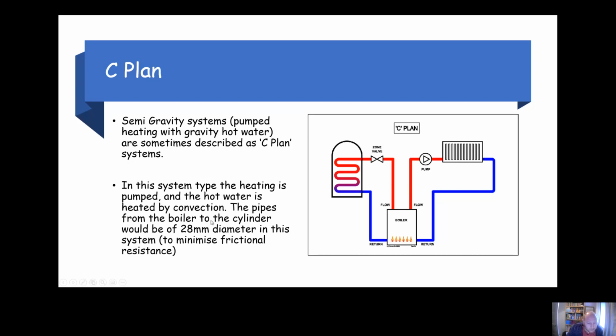Worth noting, the flow and return pipes would be much larger on the hot water circuit, 28 mil is a minimum, to allow that water to flow as easily around the circuit as possible. And now it is time for your task.